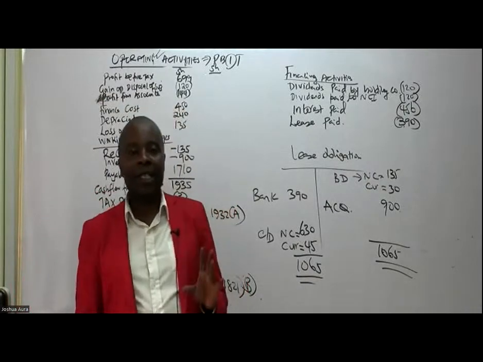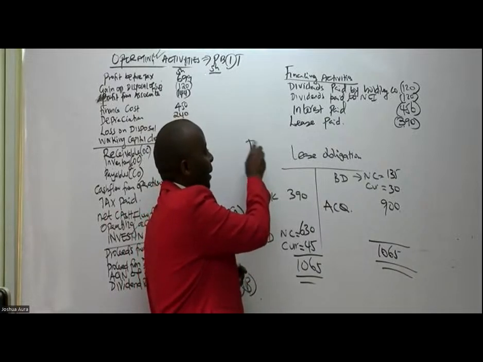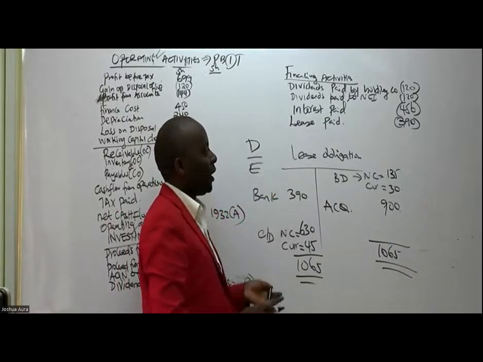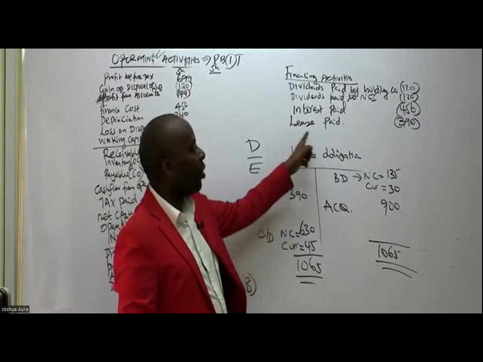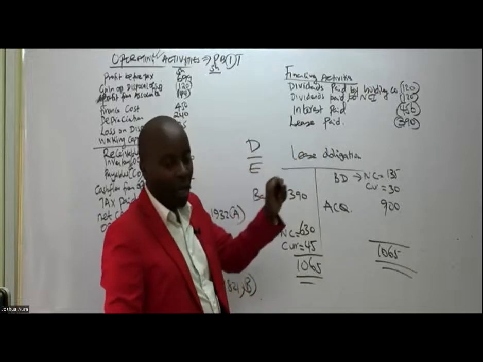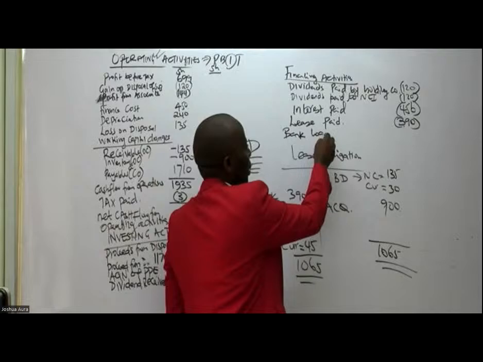Looking at financing activities, don't forget the capital structure. In this case, we are looking at the debt and the equity. So for debt, let's track down the loan. Remember, we have a bank loan here. Let's track it down. So this bank loan, where are we?